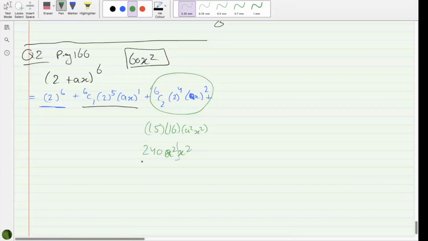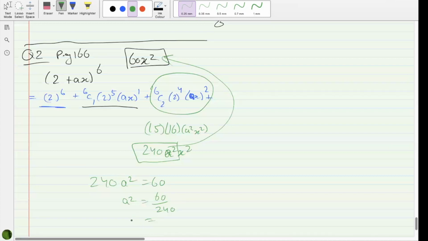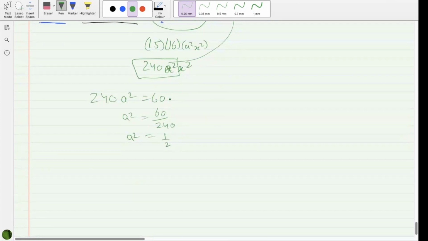Now the question said that the coefficient of x square is 60, right? So 240 a square equals 60. a square equals 60 divided by 240. So 60 by 240 is 1 by 4. a square equals 1 by 4. Now taking the square root, a equals plus minus 1 by 2. These are the two possible values of a when the coefficient of x square is 60. Getting it?